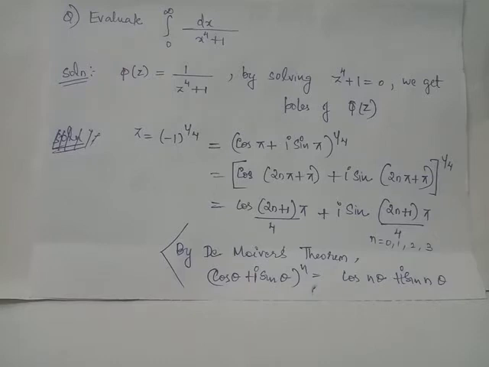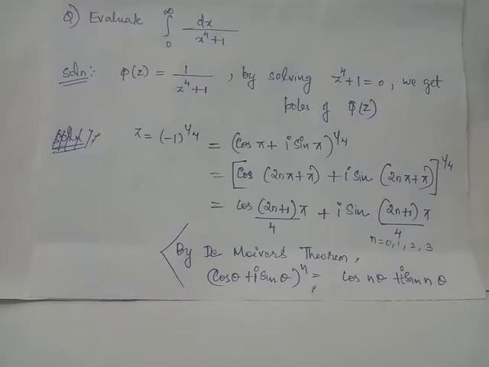Minus 1 can be written as cos pi plus i times sin pi, or cos of an odd multiple of pi plus i times sin of an odd multiple of pi. This is because cos pi equals minus 1 and sin pi equals 0. Similarly, cos of an odd multiple of pi equals negative 1 and sin of an odd multiple of pi equals 0. Therefore, we have (minus 1) the whole raised to 1 by 4 equals (cos of an odd multiple of pi plus i times sin of an odd multiple of pi) the whole raised to 1 by 4.